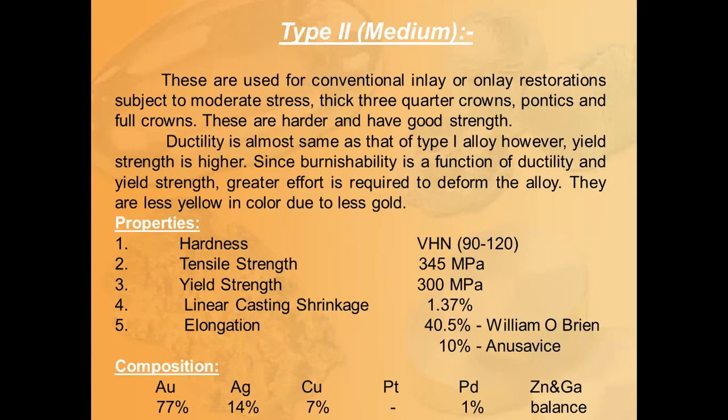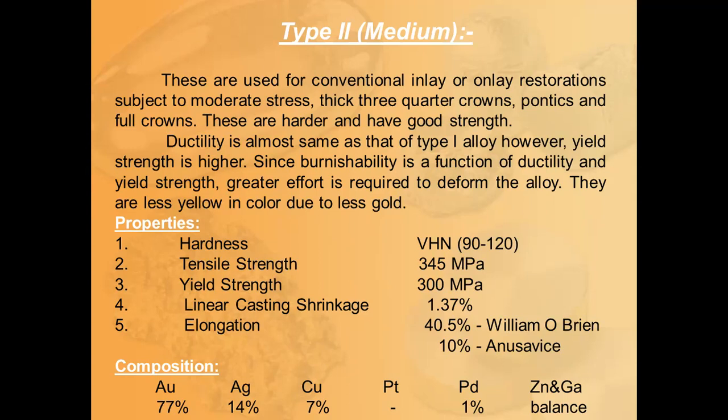Ductility of medium gold casting alloy is almost the same as type 1 alloy, while yield strength is higher. Burnishability is a function of ductility and yield strength. Greater effort is required to deform the alloy. They are less yellow in color due to the lower gold content.